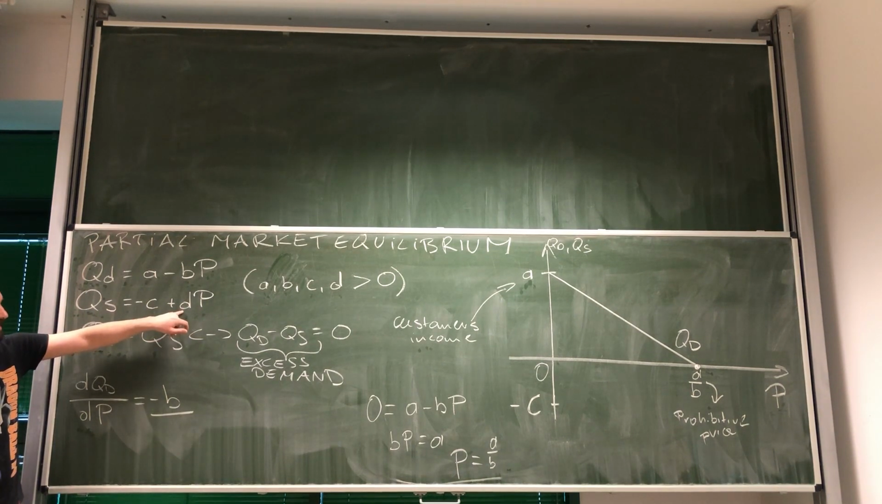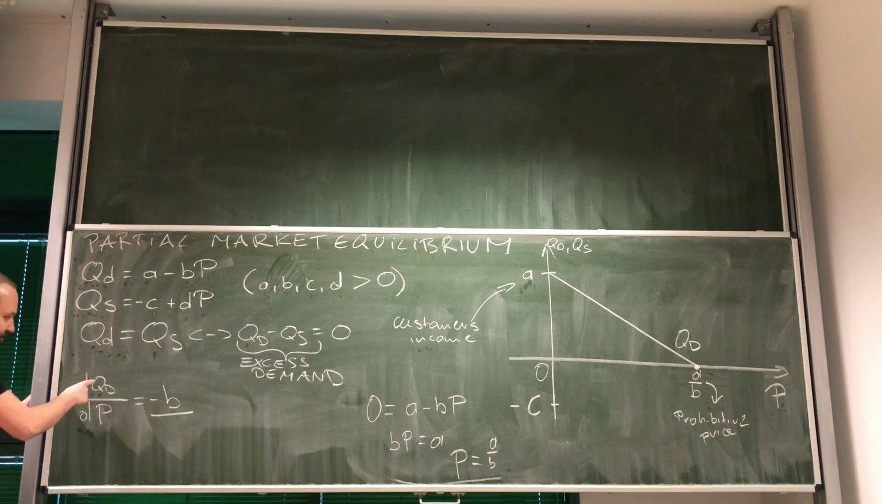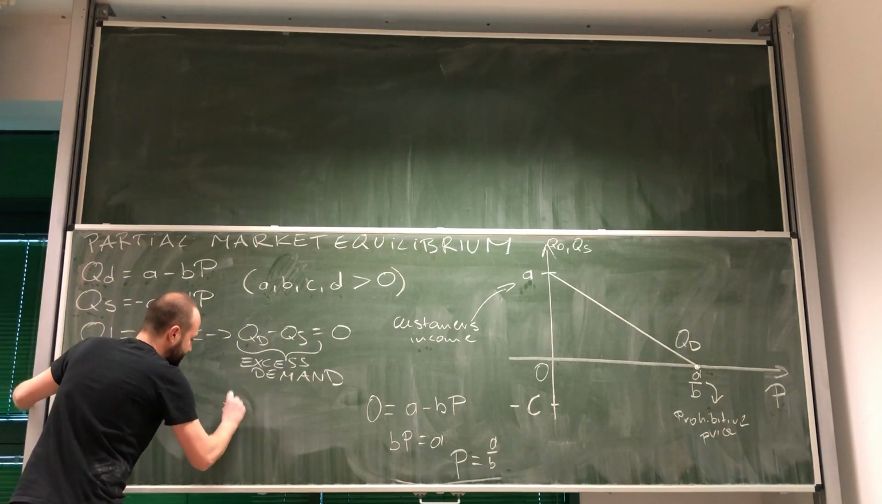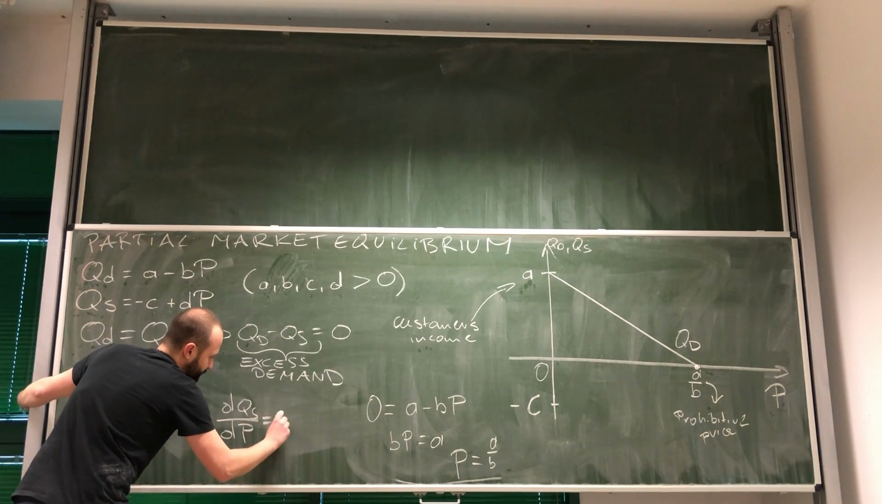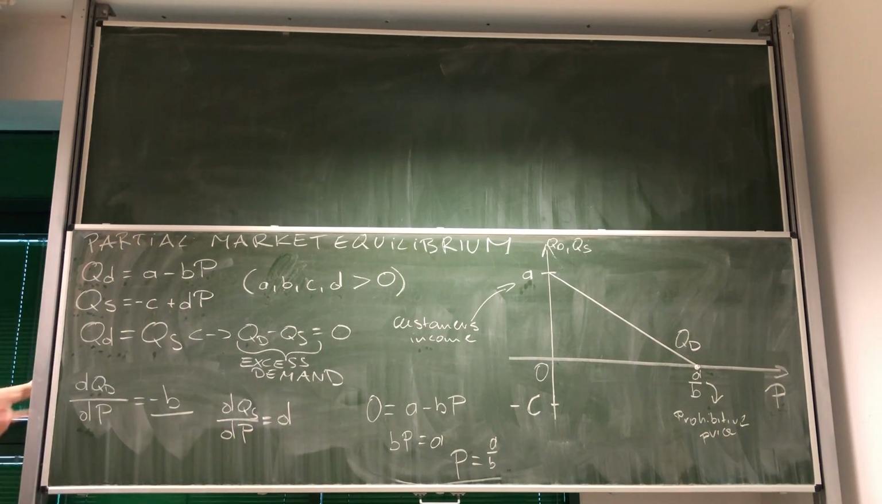And we see that D is positive. D, just like we have here, is simply the derivative of quantity supplied with respect to price. Because D is positive by assumption, we know that the higher the price, the more the companies are willing to supply.